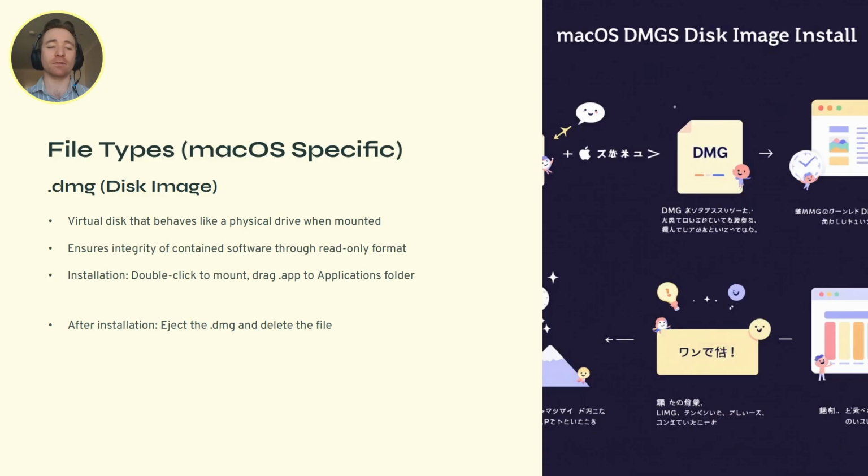Let's get started with the different file types on macOS. So the first one is a .dmg or disk image. Essentially, this is a virtual disk that behaves like a physical drive when it is mounted. It ensures the integrity of the contained software through read-only format. In order to install a disk image or .dmg, you're going to have to double-click in order to mount. You then drag the app to the applications folder. So you double-click, drag to the applications folder, all right? After installation, you can eject the DMG and delete the file because that application will be installed, all right?